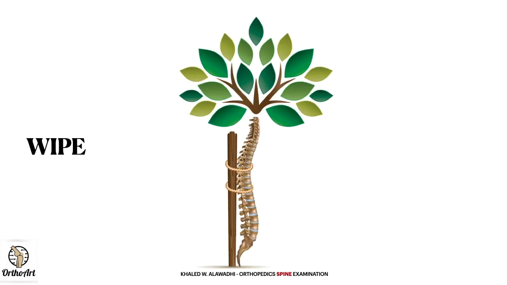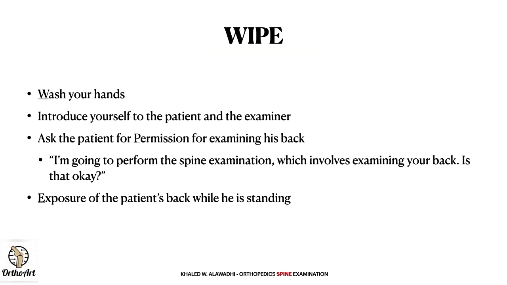So start with WIPE, as usual. W is wash your hands. I is introduce yourself to the patient and the examiner. P is ask the patient permission for examination. So I'm going to ask you to perform the spine examination, which involves examining your back. Is that okay? You tell this to the patient, and you expose the patient's back while he's standing.